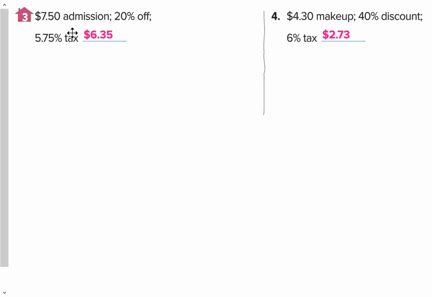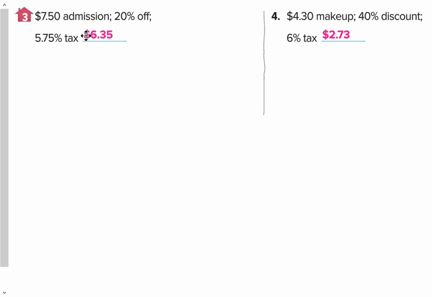Here's the next one, number 3, $7.50 admission, 20% off, and 5.75% tax. What you have to remember about these problems, boys and girls, is that you have to find discount first, and then you tax on top of the discounted price. You don't combine these two together, ever.